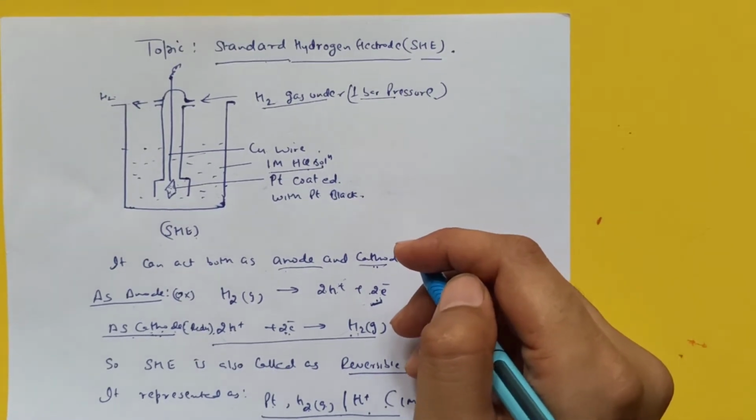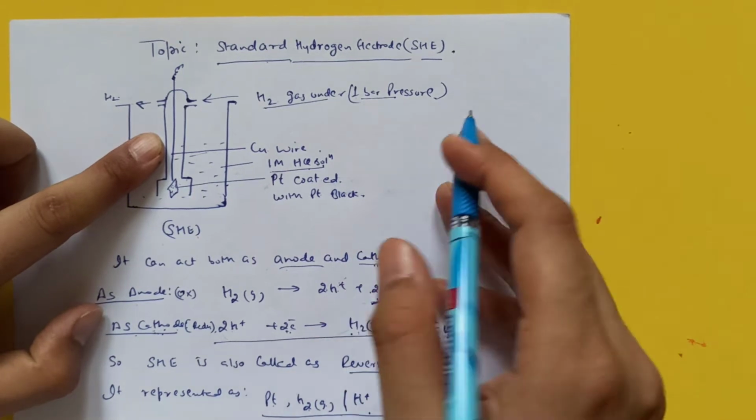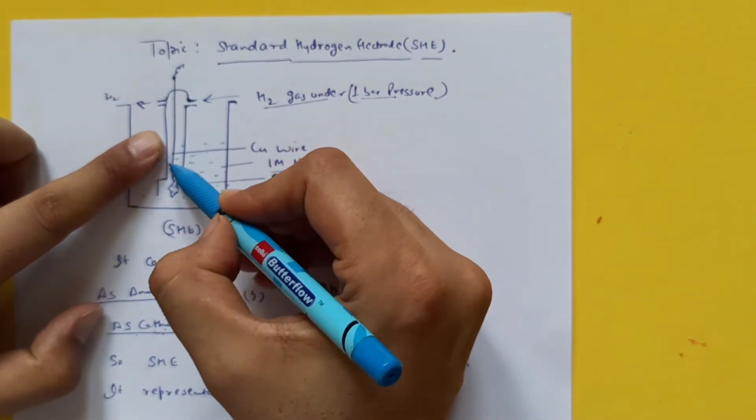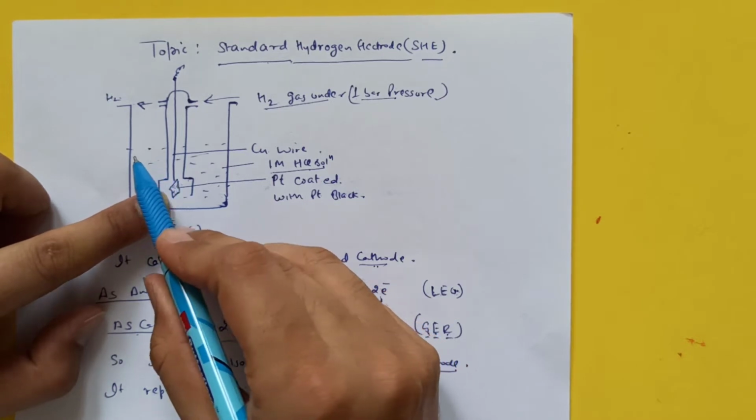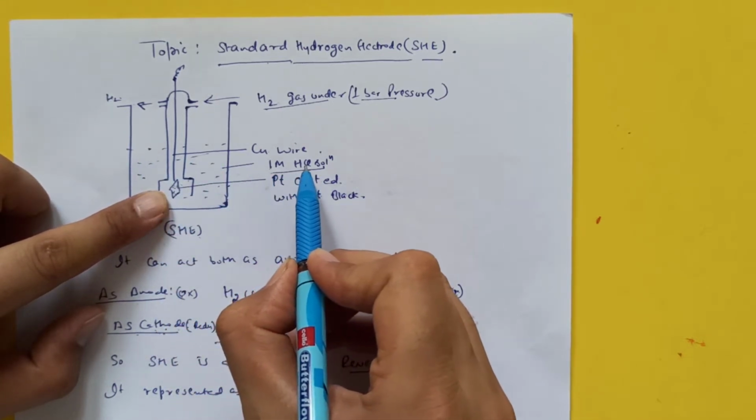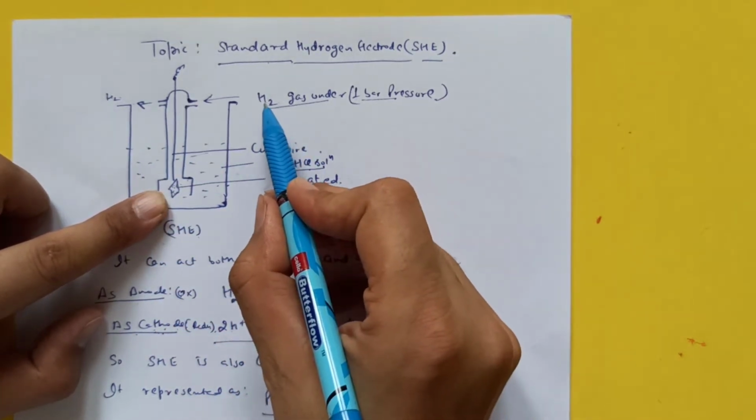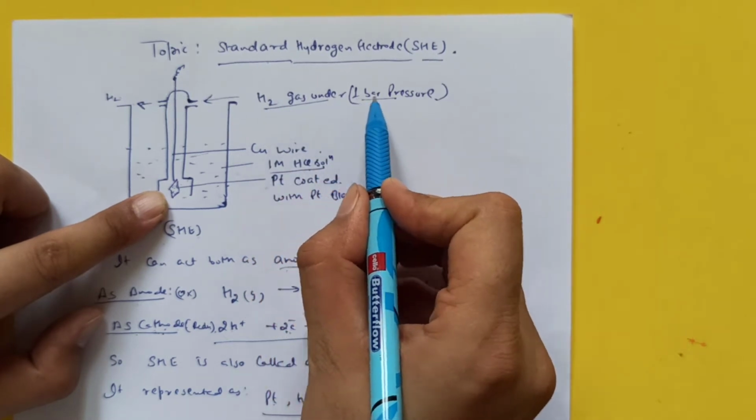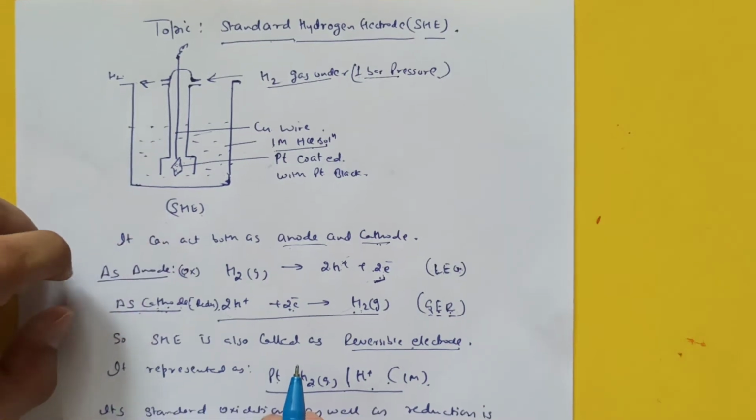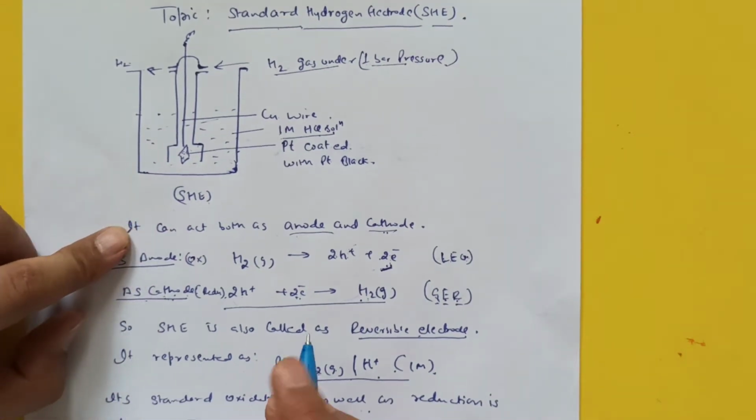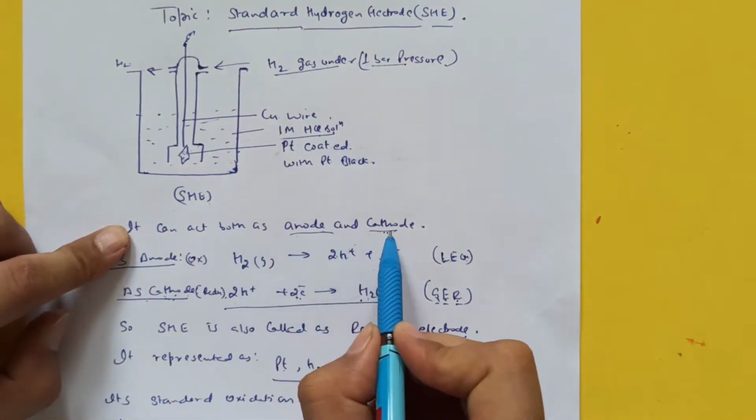Here you see there is a glass tube inside which one wire of copper is inserted, at the end of which a platinum electrode is there, and this whole setup is immersed in 1 molar HCl solution, and from the right side hydrogen gas under 1 bar pressure is passed inside this glass tube. This standard hydrogen electrode can act both as anode as well as cathode.